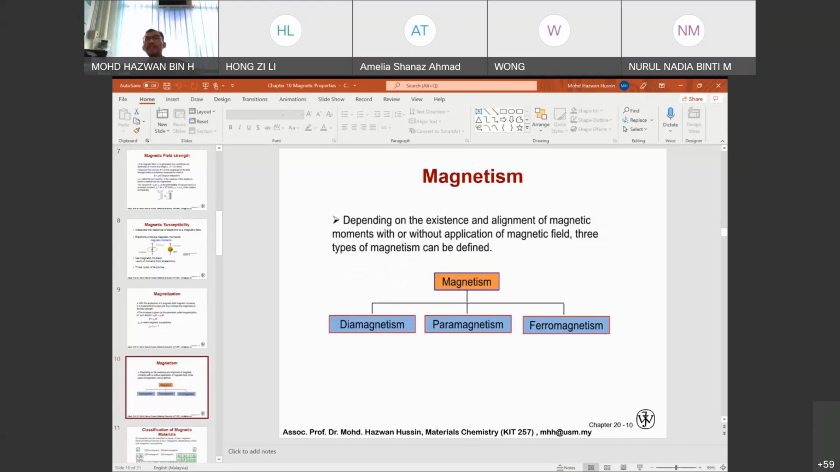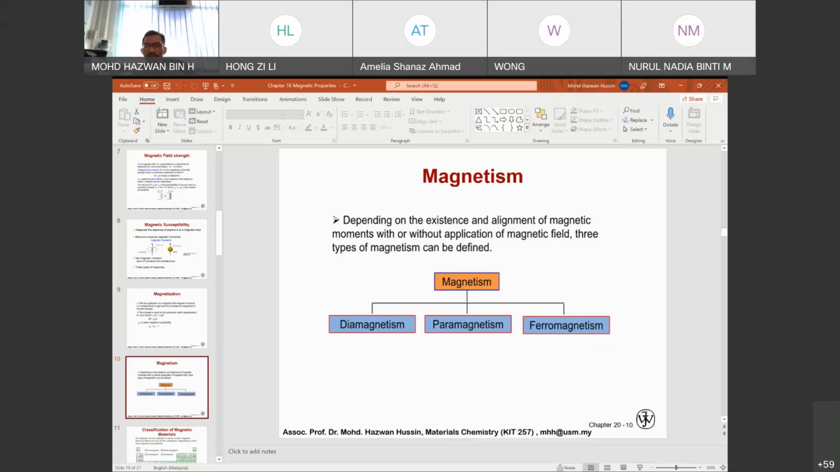As I said earlier, for magnetic susceptibility there are three types of response. Depending on the existence and alignment of magnetic moments with or without the application of a magnetic field, there are three types of magnetism that can be defined. In magnetism, the first is diamagnetism, then paramagnetism, and ferromagnetism. I really hope that you understand the definitions and also the differences between all these types of magnetism. In this chapter we are going to study the different properties of these magnetic materials. And normally in exams, the type of question you are asked is to differentiate or discuss the behavior of these three different types of magnetism.